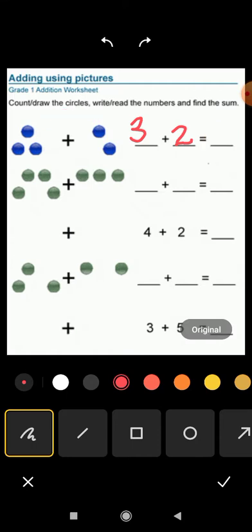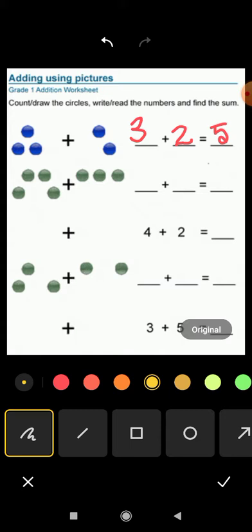So count from the beginning, as in the first worksheet. Start counting: 1 2 3 4 5. How many balls are there, ma? 5 balls. We write it. Yes, my dears? Okay, goodies. The next one.